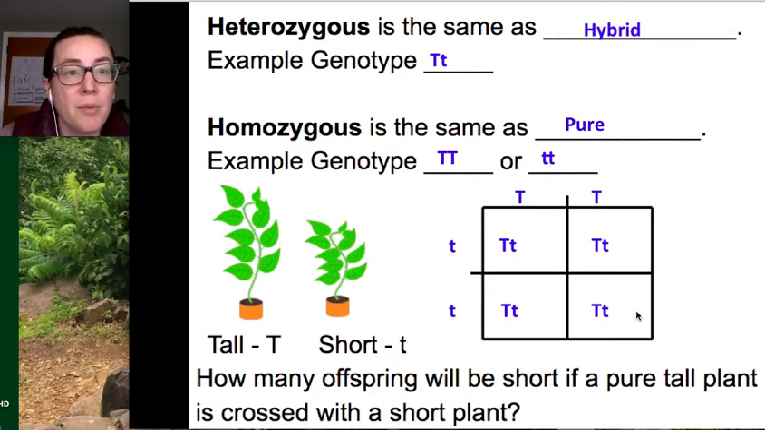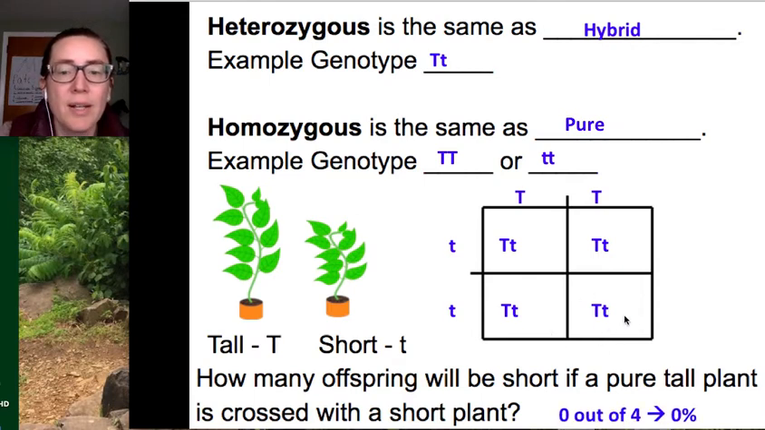Then again, if I'm using my rules, I answer the question. The question is how many will be short? If I'm looking at each of these boxes, the only way that it could be short is if it has two recessive alleles. And I don't see any of these boxes that have two little t's in them. So therefore, 0 out of 4 would be short. So therefore, 0% of the offspring would be short.